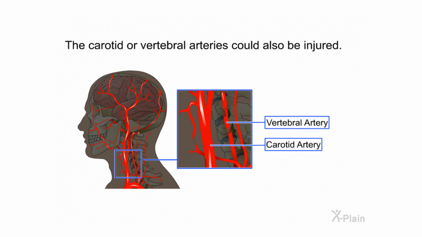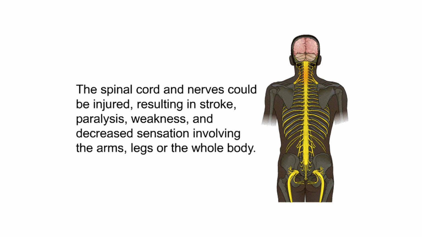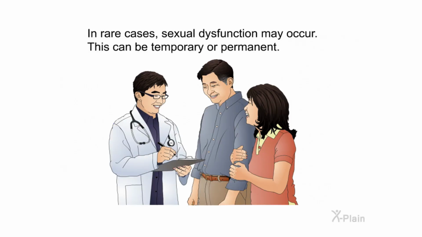The carotid or vertebral arteries could also be injured. The spinal cord and nerves could be injured, resulting in stroke, paralysis, weakness, and decreased sensation involving the arms, legs, or the whole body. In rare cases, sexual dysfunction may occur. This can be temporary or permanent.